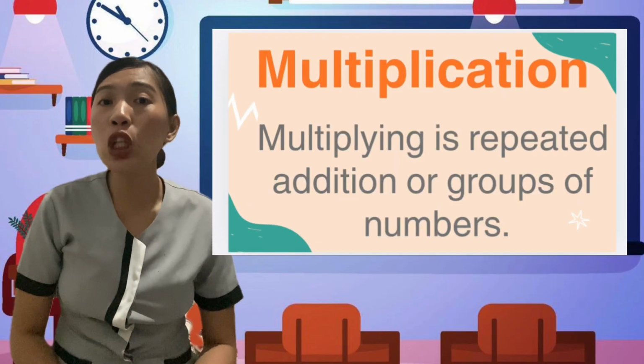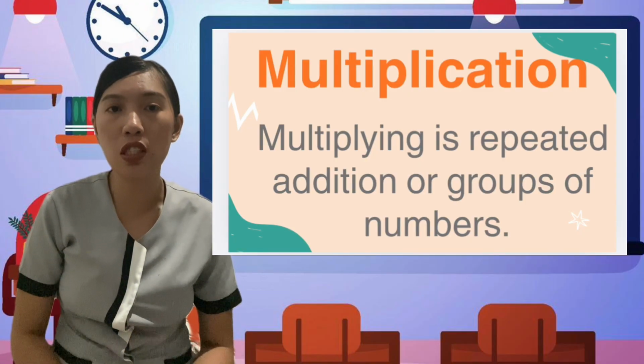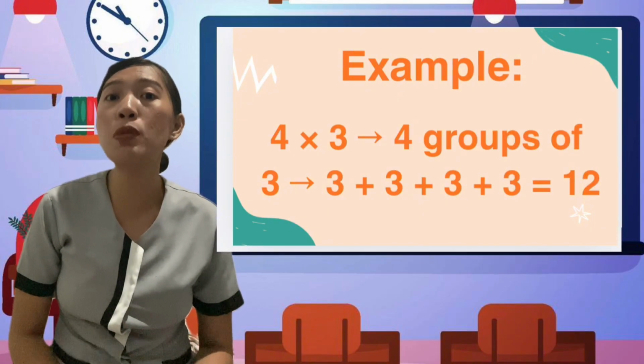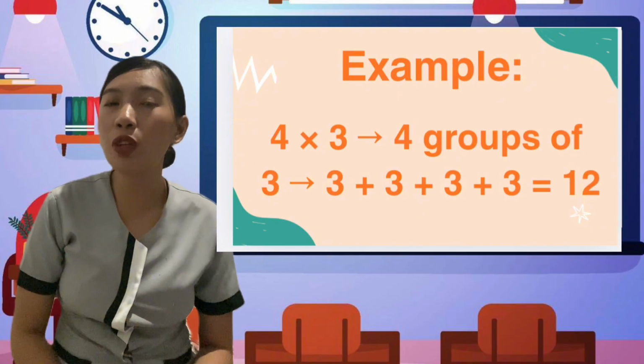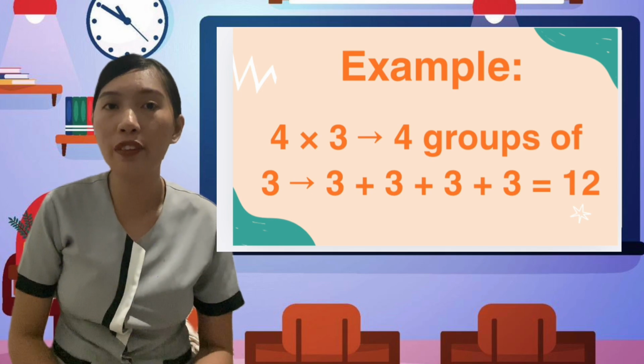Multiplication. Multiplying is repeated addition or groups of numbers. Let's say 4 times 3 is equal to 4 groups of 3. 3 plus 3 plus 3 plus 3 is equal to 12.